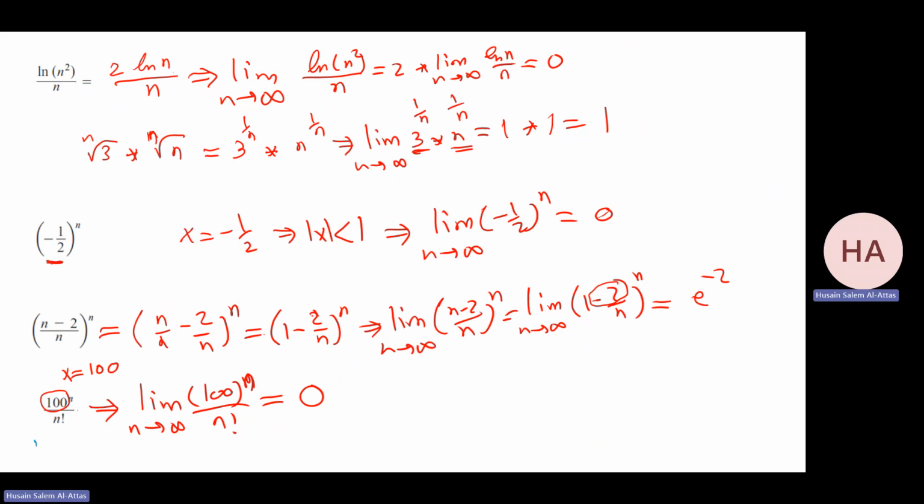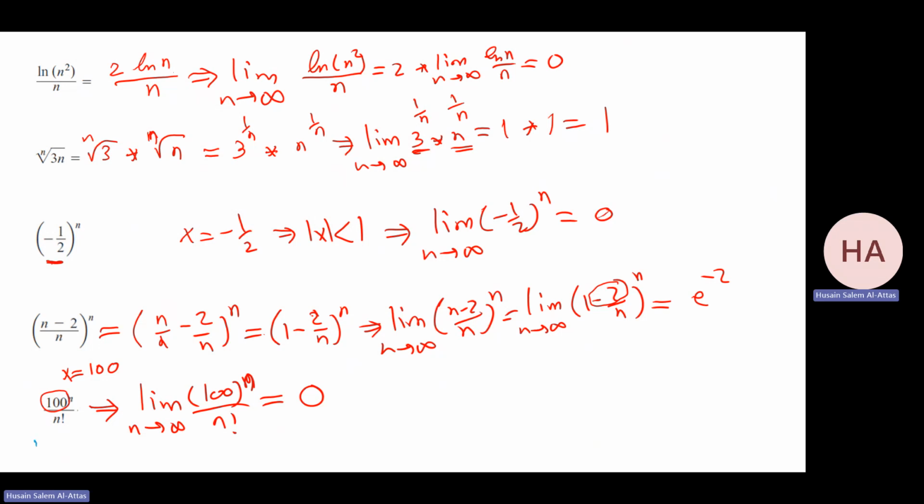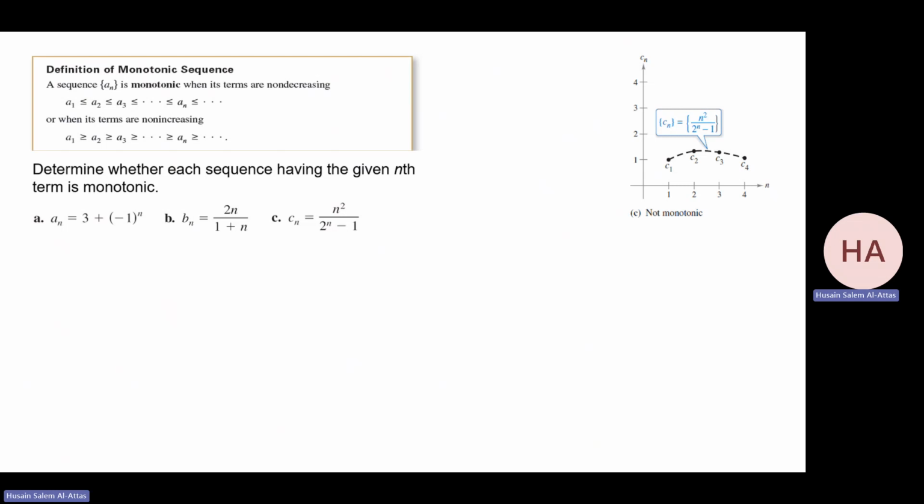As I said, the difficulty when you have factorial is you cannot deal with the derivative. Now let me move to define when they say the sequence is monotonic and the sequence is bounded. What they mean by sequence is monotonic is when its terms are non-decreasing, so I have A1 less than A2 less than A3. As I'm going, the sequence increases, the values are increasing or equal to the previous ones. So they say non-decreasing. Or when its terms are non-increasing, so the values are going down or equal to the previous one.